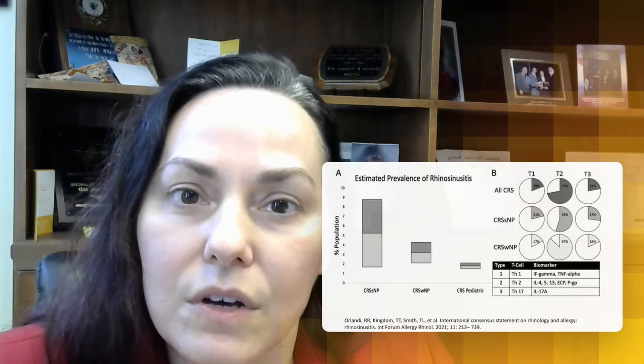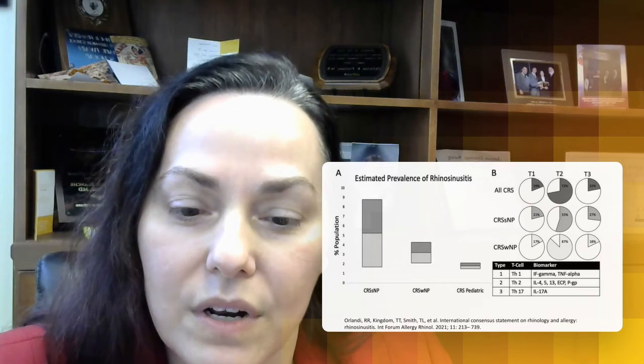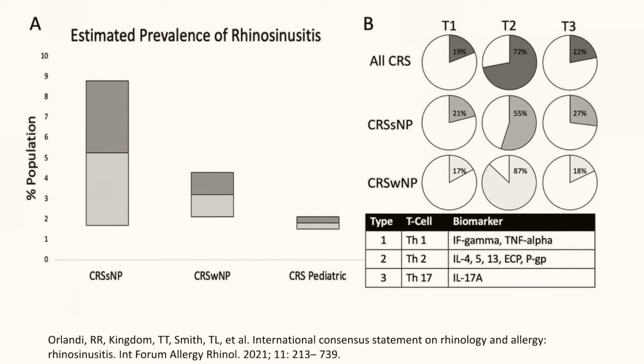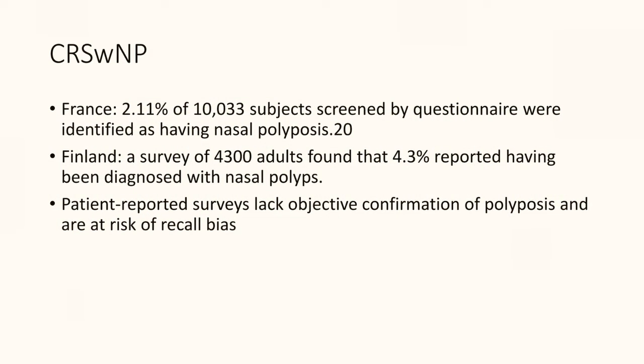So when we look a little closer at the estimated prevalence of chronic rhinosinusitis, we'll dig deeper into this in our course, but you'll notice we have it broken down by the different flavors as well as overall. And you can see, depending on where you are in the world, this may vary, but overall, chronic rhinosinusitis without nasal polyposis is more common than with nasal polyposis. And you can see here the different inflammatory subtypes, which again we'll go into further in the course.